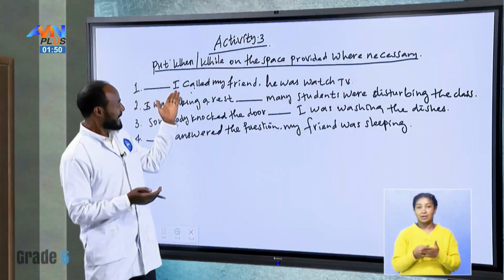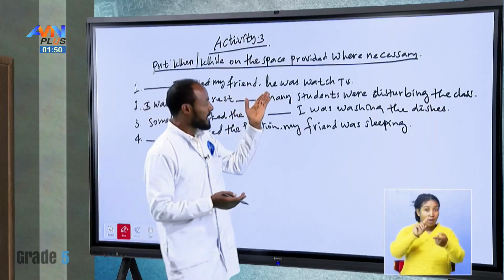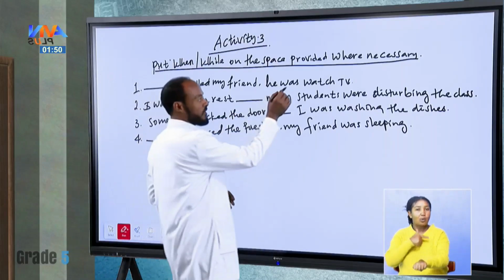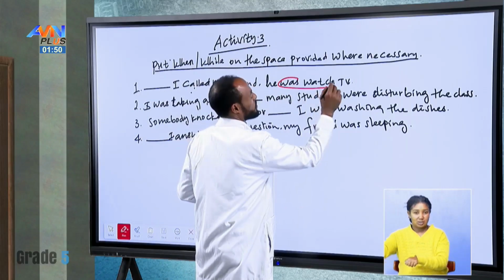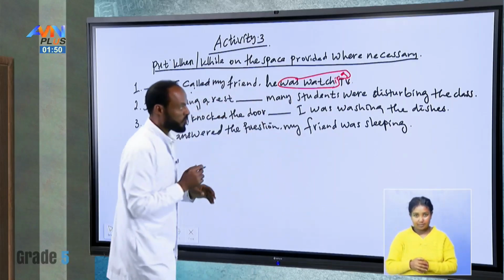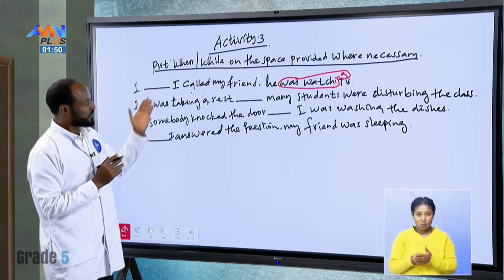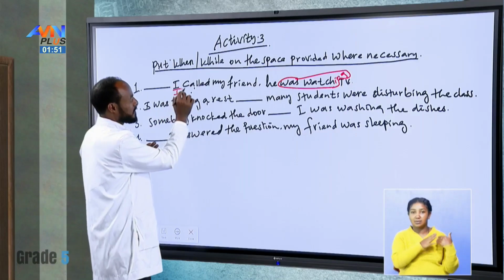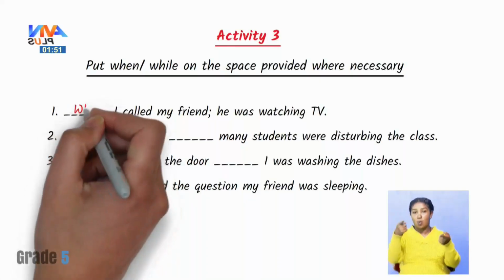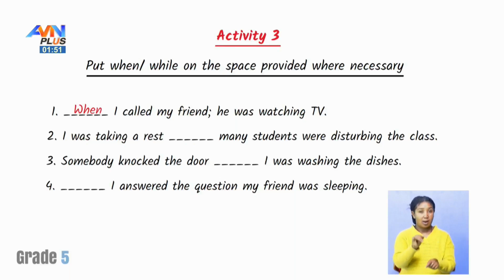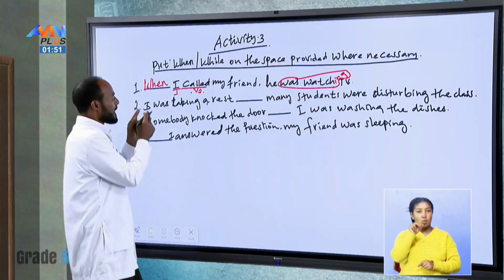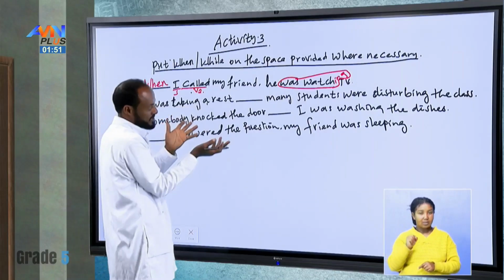So here, blank, I called my friend, he was watching TV. Which one is long action? Here, the long action is given. Sorry, watching, ing should be added. Watching TV. So, what could be added here? Here is subject. There is verb 2. So, we have to say when. When I called my friend, he was watching TV.